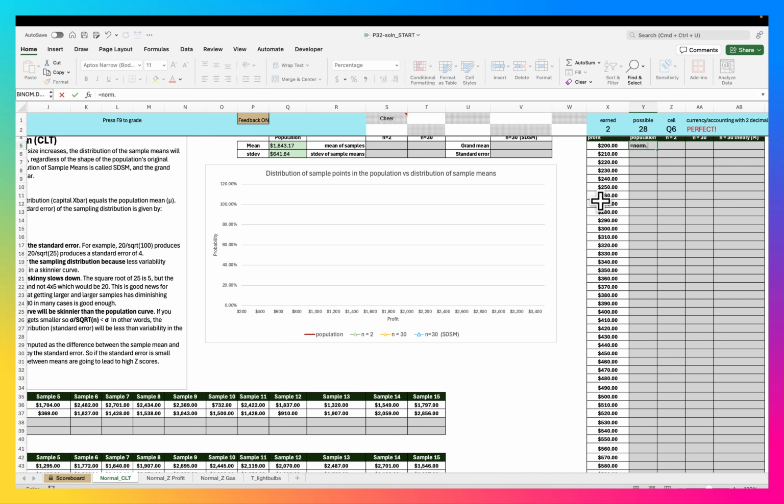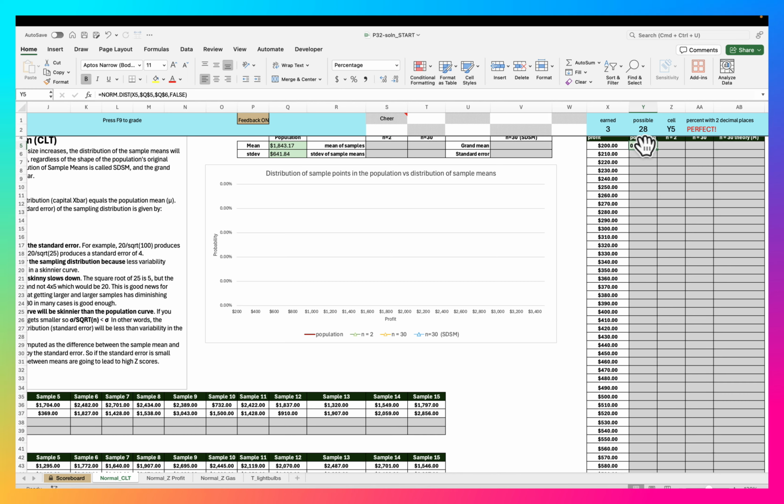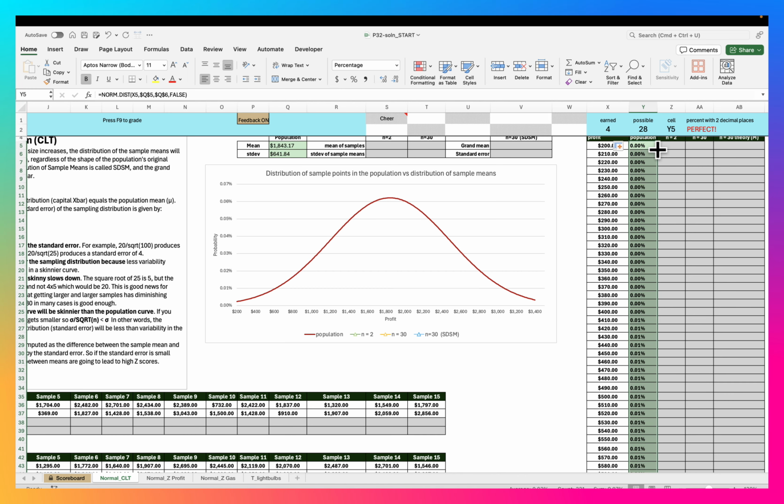So we do norm.dist. There's the first number, the 200, and here's our mean, which we lock, standard deviation, which we lock, and then usually we put true here, but this time we're going to put false because we don't want cumulative, we want that point so that we get all the little points on the curve and get the whole curve. And then if we copy this down, it will automatically build our graph, and there you can see it. So that's what our data looks like. And the mean is right here at 1843.